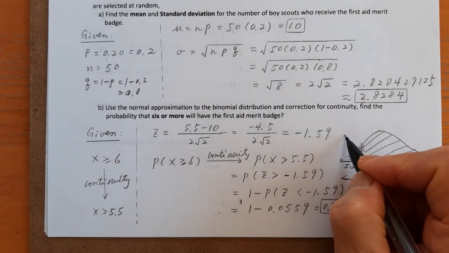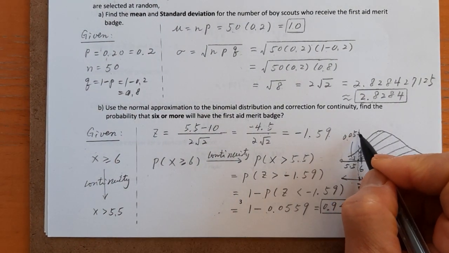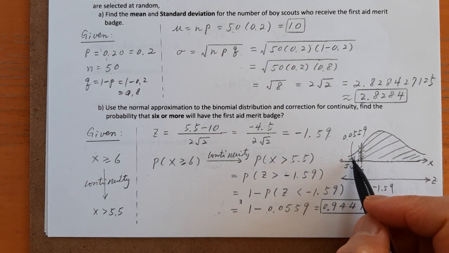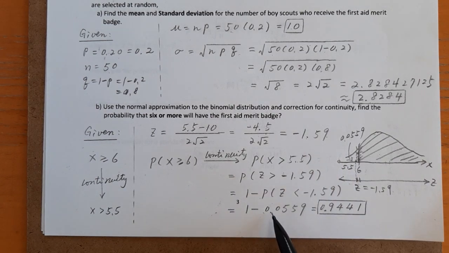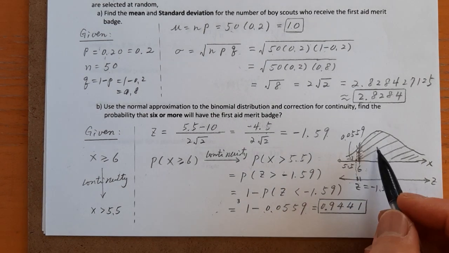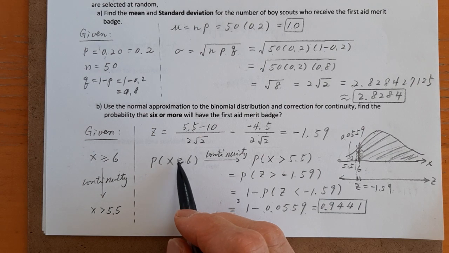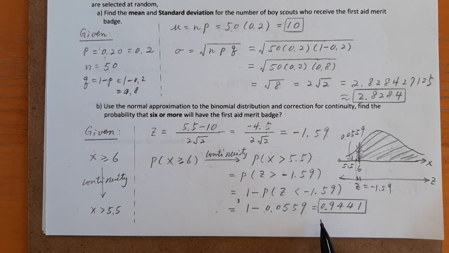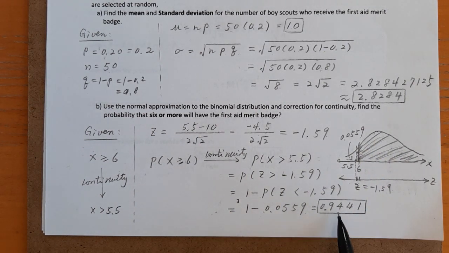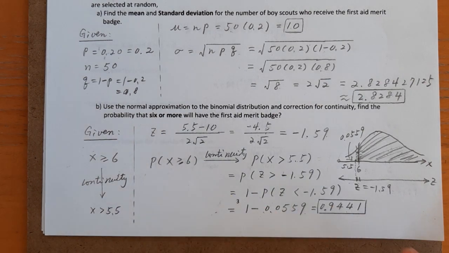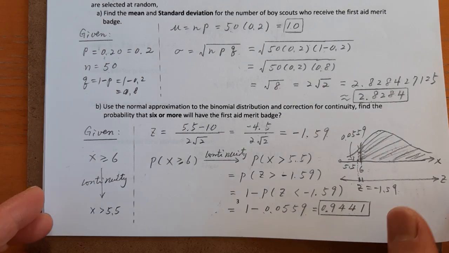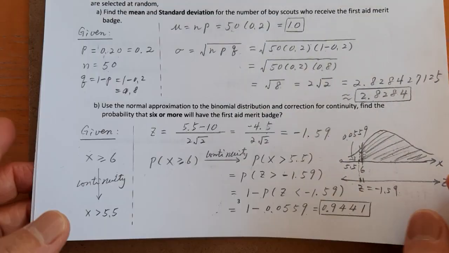So this area is 0.0559. The total area under the curve is 1. You subtract this 0.0559 and you get the greater than side. So this side is 94.41%. That is the probability of 6 or more having the first aid merit badge.